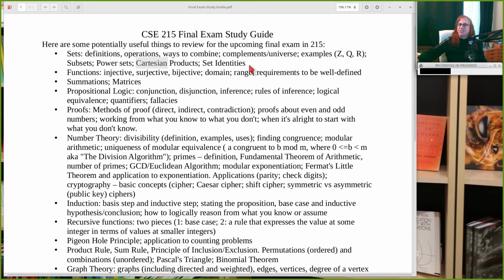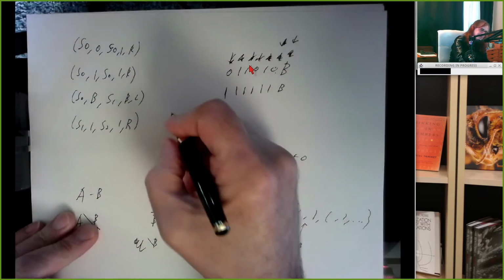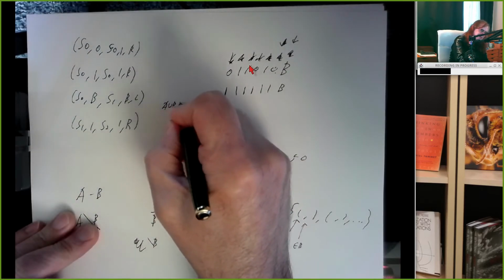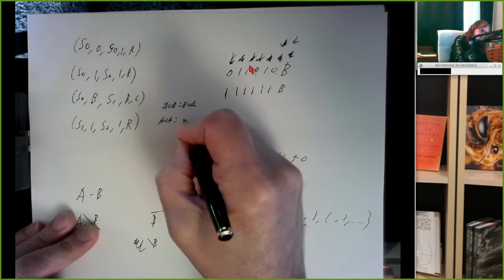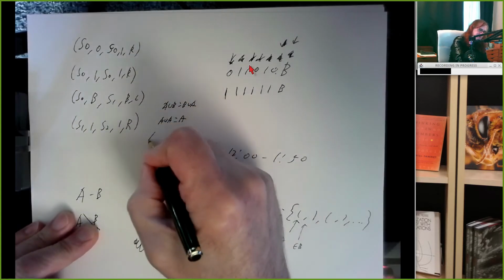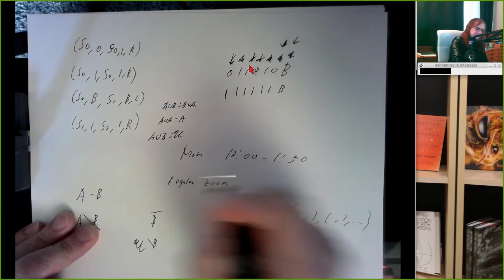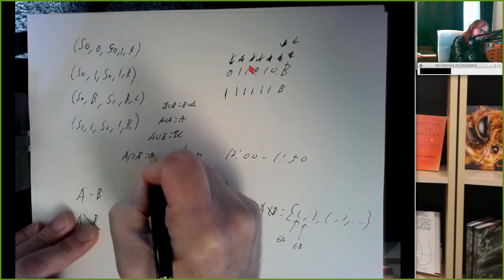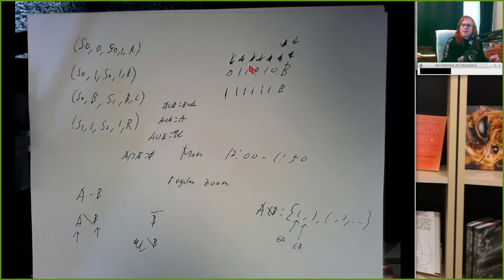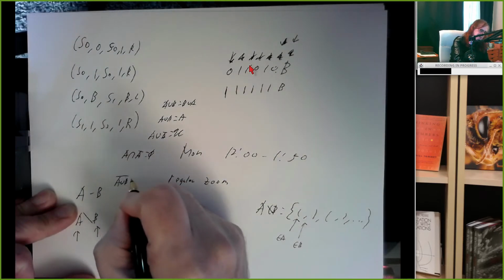And set identities are these things that look a lot like Engineering 250, where A union B is the same as B union A. A union A is the same thing as A. A union the complement of A is the universal set. A intersect the complement of A is the empty set. And all that kind of stuff, up to and including our favorite, right, which is De Morgan's theorem.